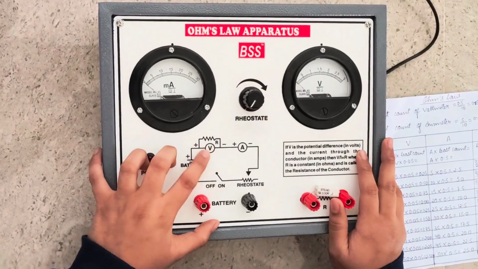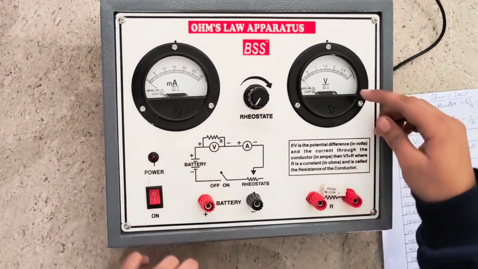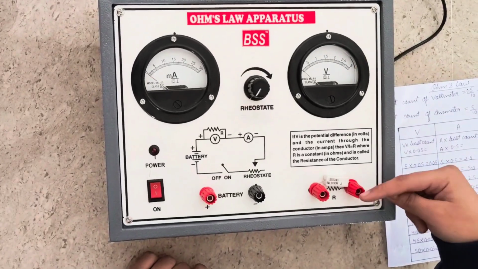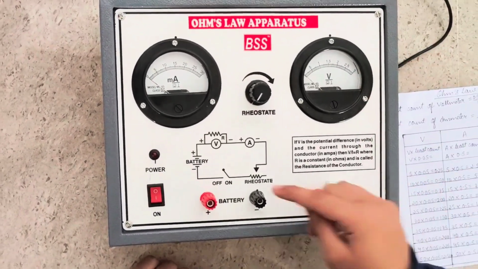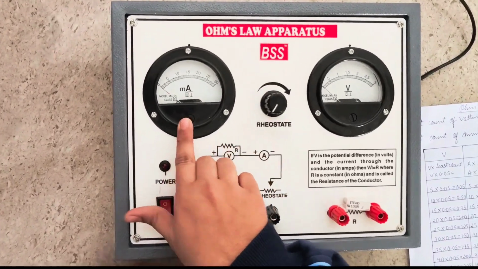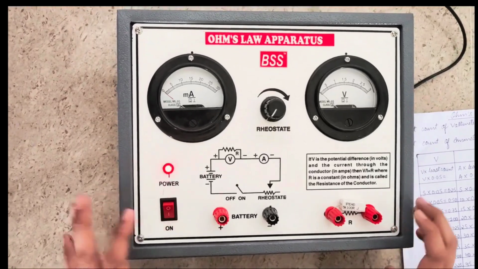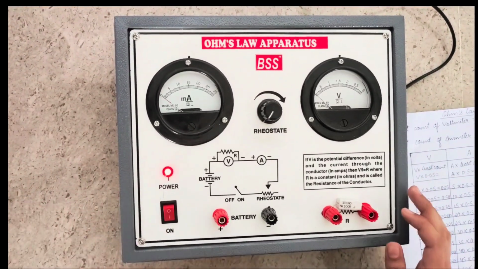You can see that in this circuit, the resistor is parallelly connected with the voltmeter. So here the resistor is parallelly connected with the voltmeter, and beside this voltmeter, the ammeter is given. So the ammeter is also there. Now we have to turn on the switch. So this circuit is ready for us to use.